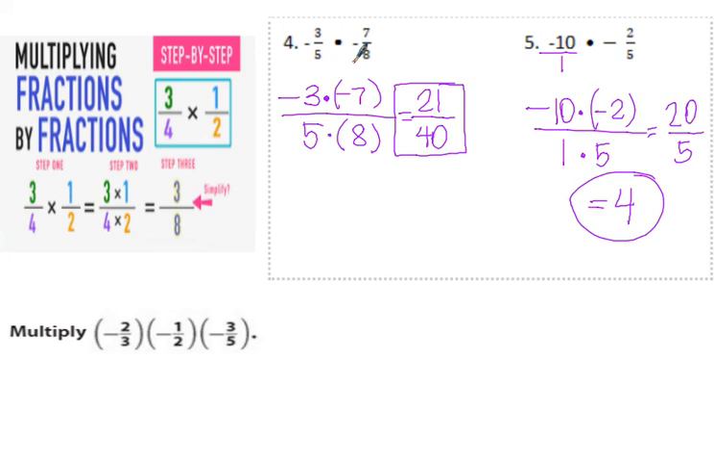All right, look at this one. It has 3 terms in it. -2/3, -1/2, and -3/5. You can do this 2 different ways.